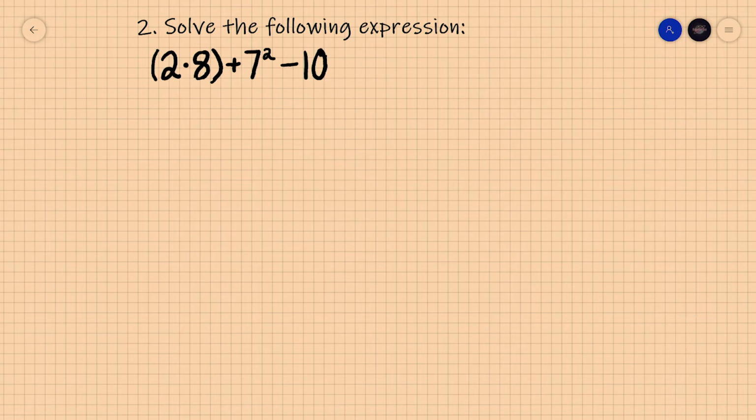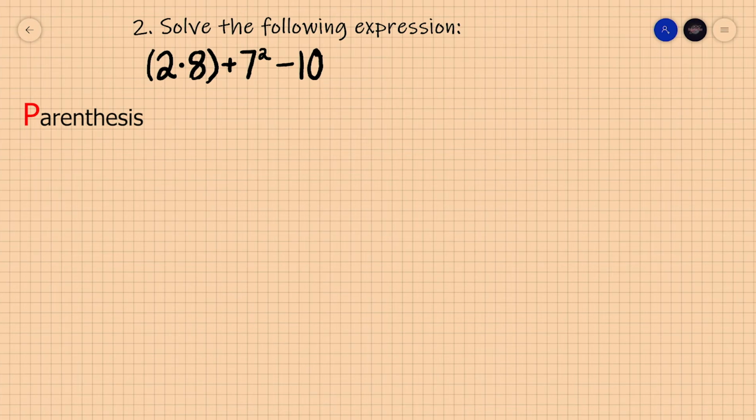Done. So once again, there are parentheses. Now, I'm not saying every single equation on this planet will have parentheses. However, if they do, then you have to solve it first. Sorry, I keep emphasizing that, but it's so important that you need to know it. What you would do first is you would do 2 times 8 because it's in the parentheses, and you would get 16. So you would just get 16 plus 7 squared minus 10.